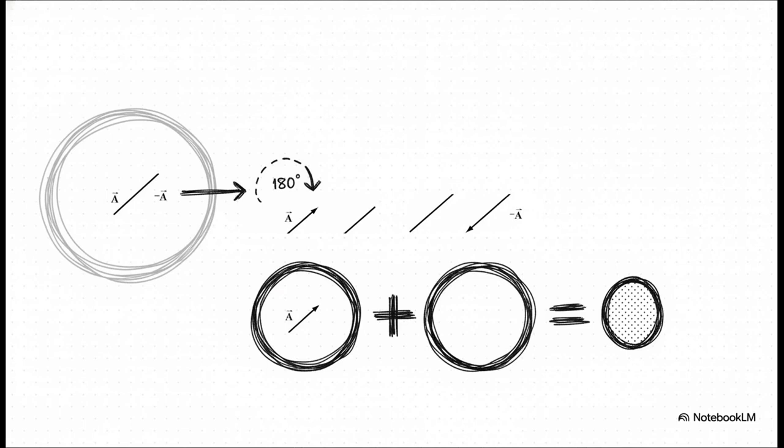Well, the magnitude stays exactly the same, but the direction completely flips, exactly 180 degrees. This gives us what is called the vector's inverse element. It's pretty cool because if you add vector A to negative vector A, they cancel each other out completely, bringing you right back to 0.